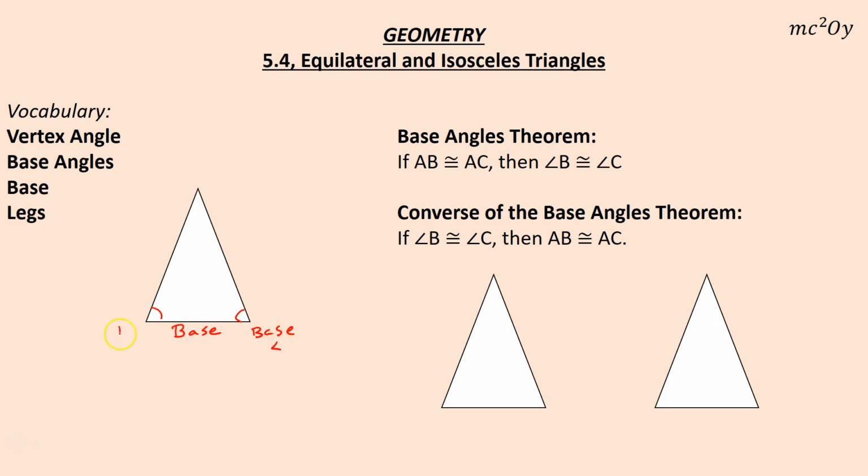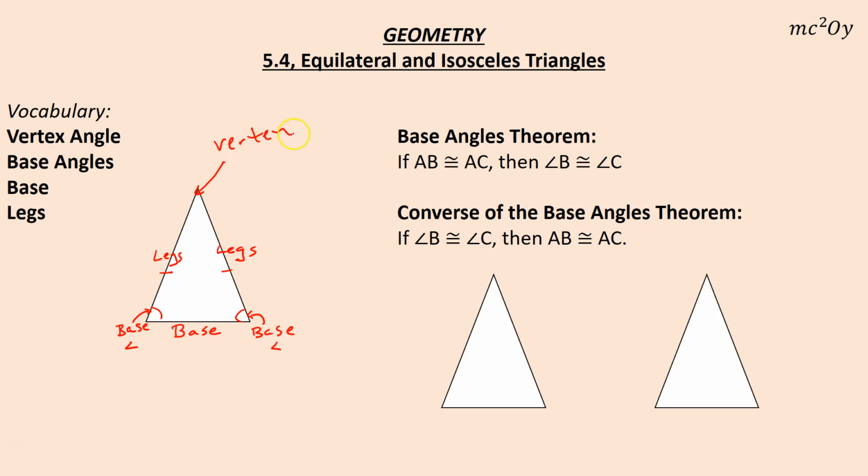I'll abbreviate that. That's there and there. The two congruent sides are called legs. That is congruent to that. And then the non-congruent angle in a typical isosceles triangle is a vertex angle.